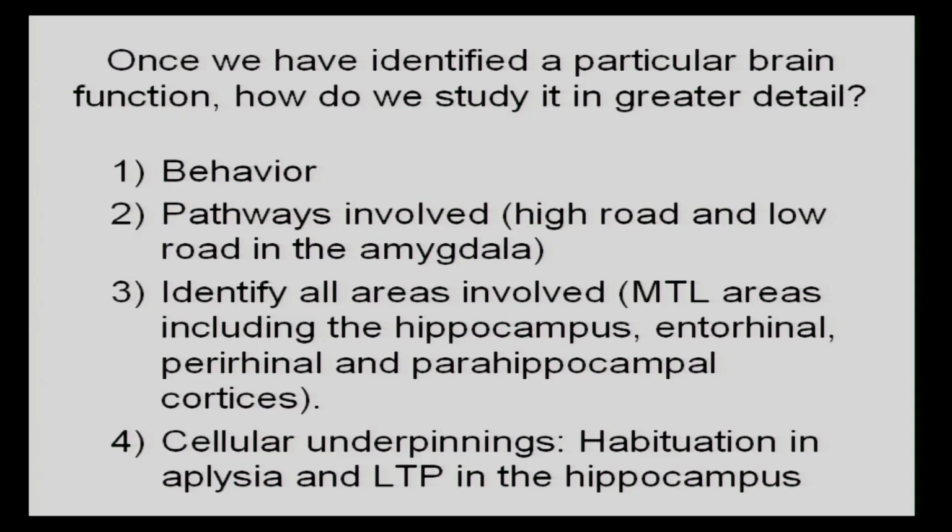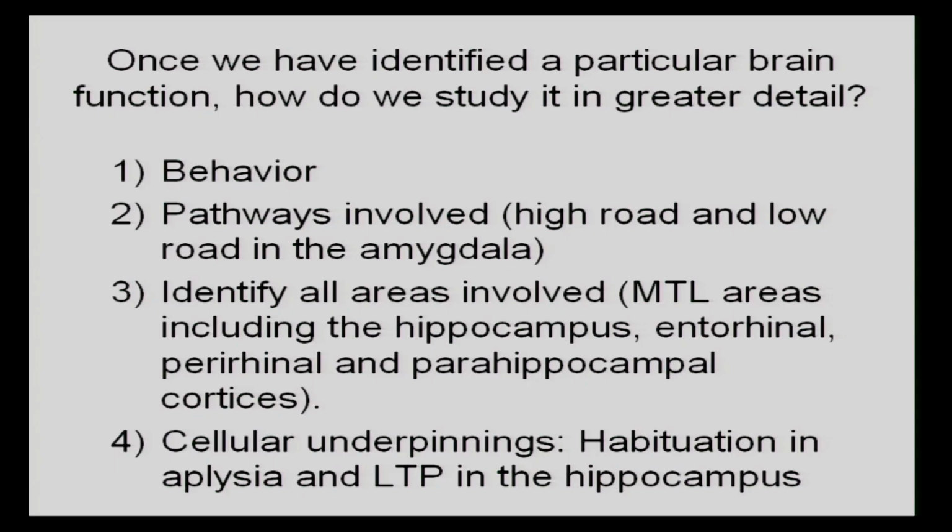Okay, so once we've identified a particular brain function, how do we study it in greater detail? We've talked about behavior, identifying tasks that are specific for particular brain functions. So differentiating, for example, between delayed non-matching to sample tasks, declarative memory tasks, and procedural tasks, those motor tracing tasks that HM was able to do perfectly well. He could learn and retain that information even though he didn't have declarative memories of that. And of course, the delayed response task that we talked about at the beginning of class.